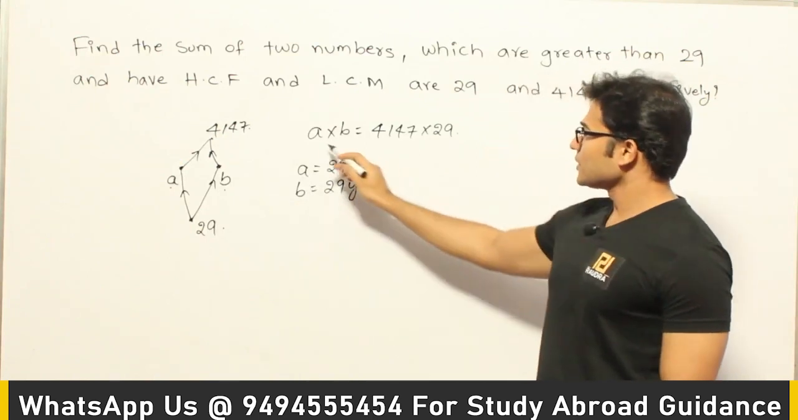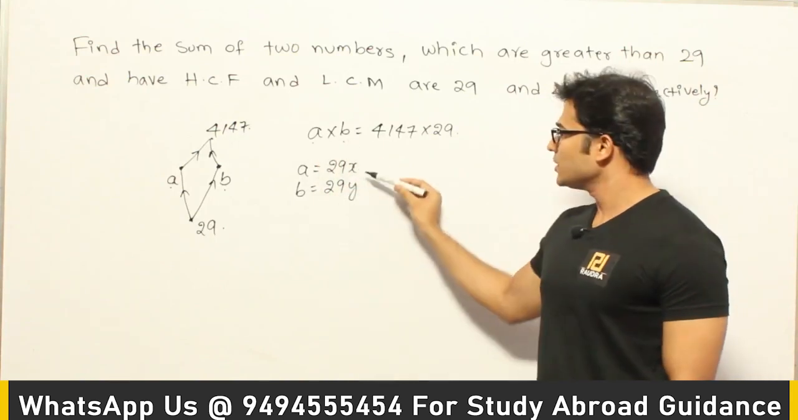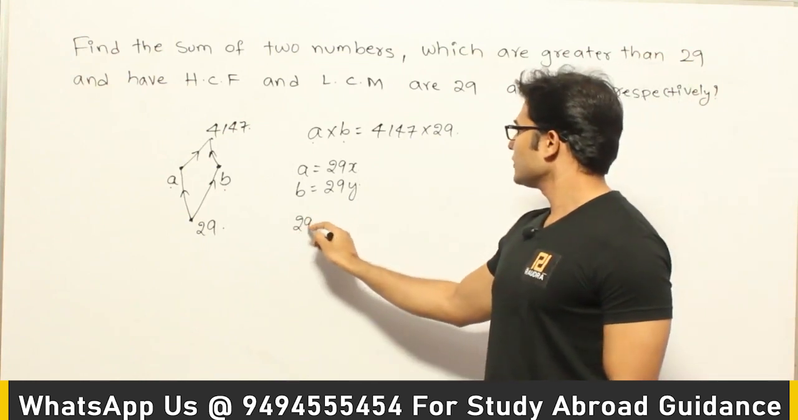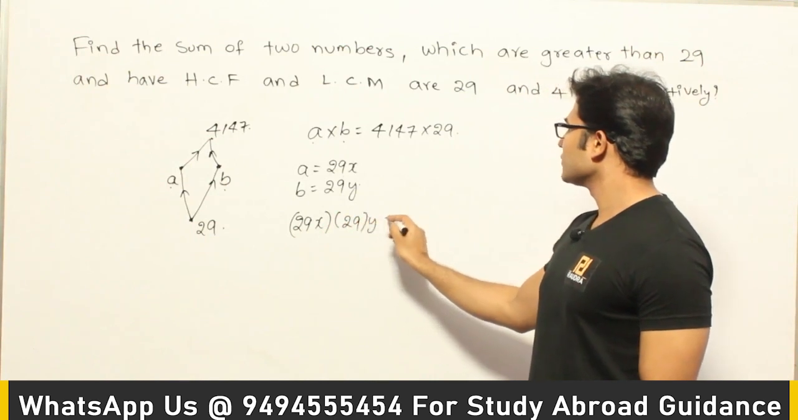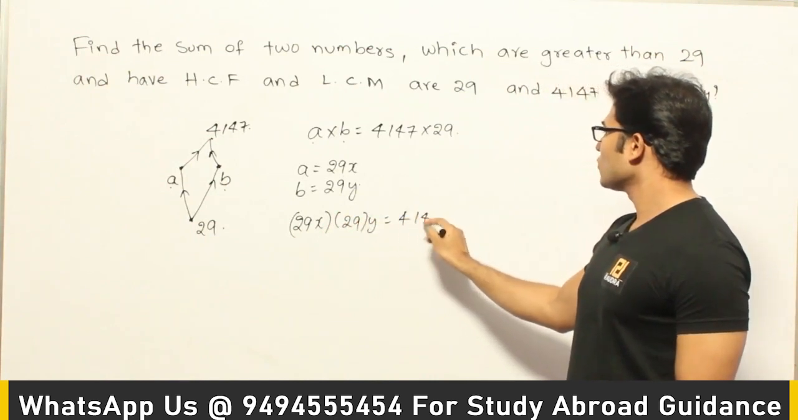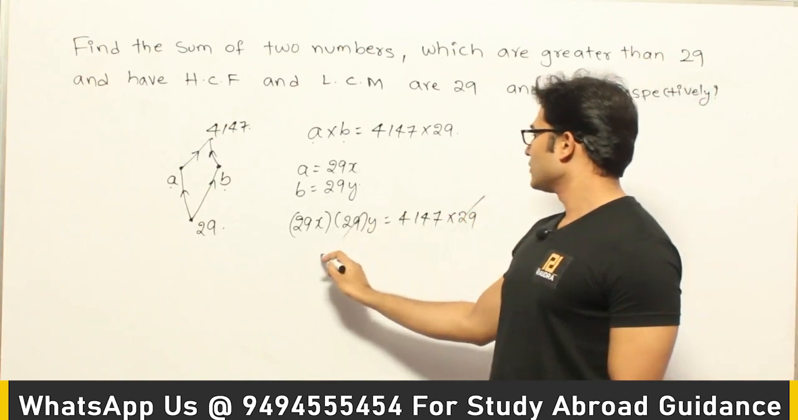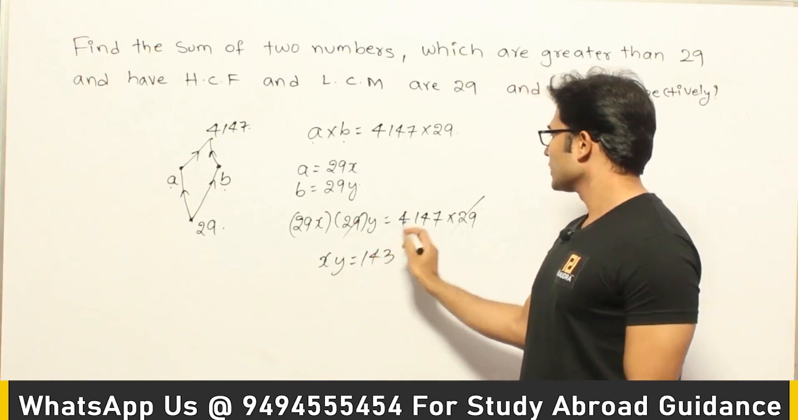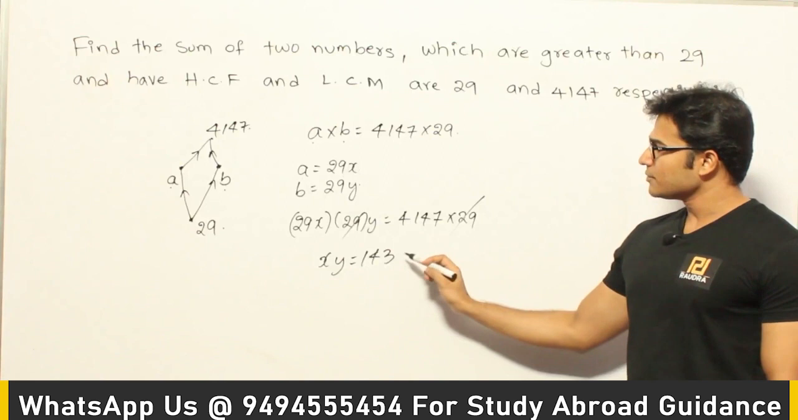Now you can substitute in place of A and B these two numbers and find out what could be the relation between X and Y. So 29 into X into 29 into Y is equal to 4147 into 29. Now you will get that X into Y equals 143. So 4147 divided by 29 is 143.